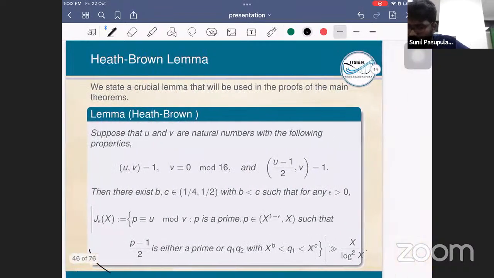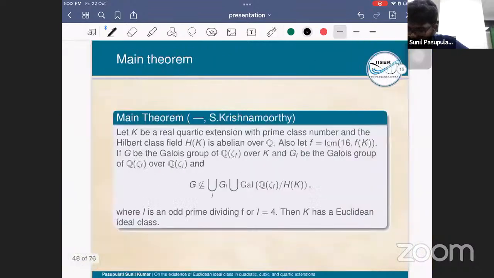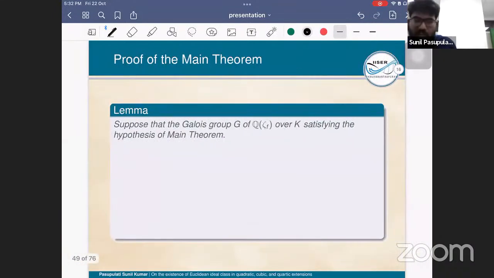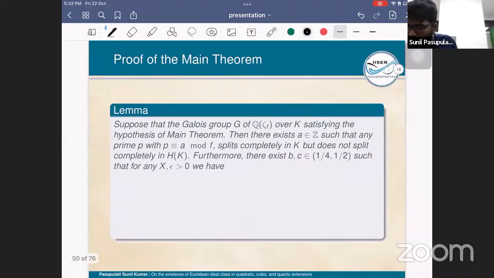Okay, so let's get to the main proof. Just to show you once again the main theorem. But before that, let's see some lemma. With the same hypothesis as the main theorem, there exists A in Z such that any prime P congruent to A mod F splits completely in K, but does not split completely in H of K.